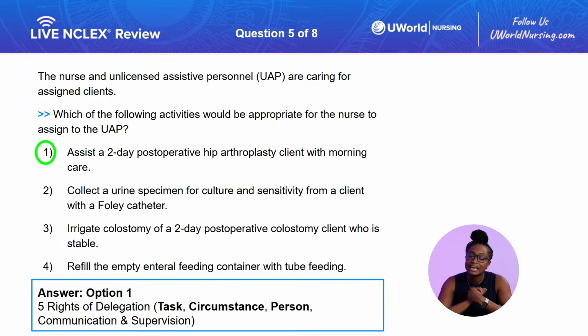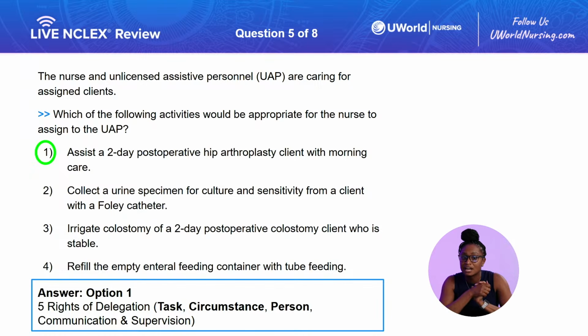Option 2 would be incorrect because collecting a urine specimen for culture and sensitivity is considered a sterile procedure, so that is something the RN actually has to do. If it was a clean catch or a midstream, they would be able to do that, because hopefully the client can help with that and it doesn't need a sterile procedure field. But since this is a culture and sensitivity, that is sterile, so only an RN.